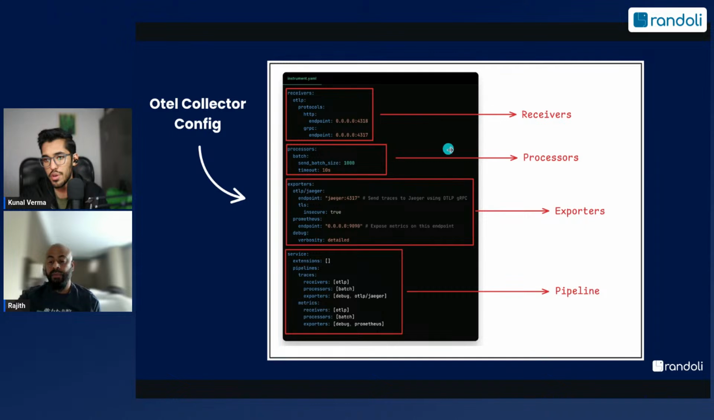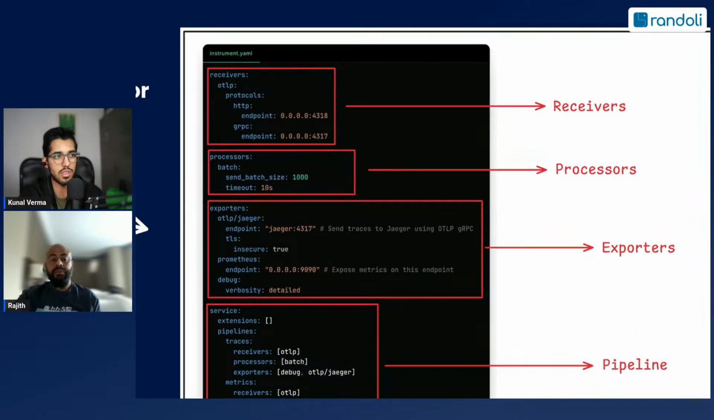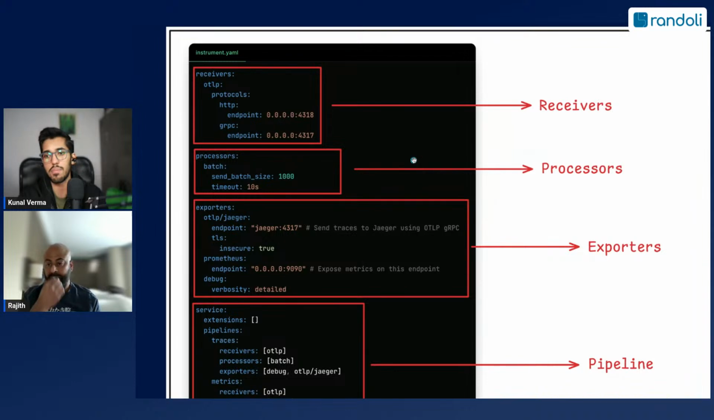Just to give all of you an idea, this is basically the OTel collector configuration that you write. I am not sure if you're able to see this, but I hope people are able to see this now. All right. So this is basically the collector configuration that you define in order to configure your OpenTelemetry collector.